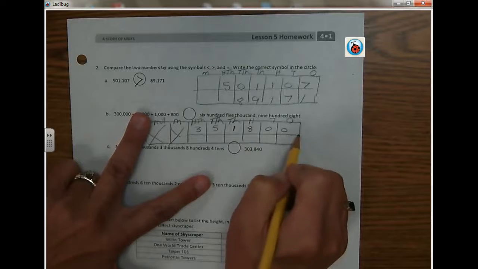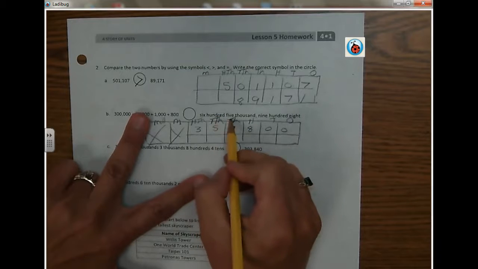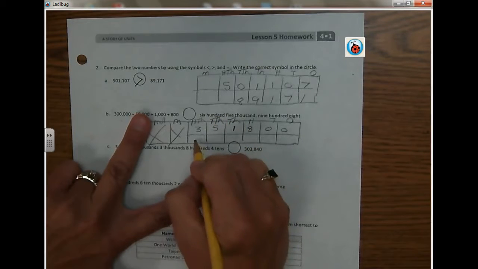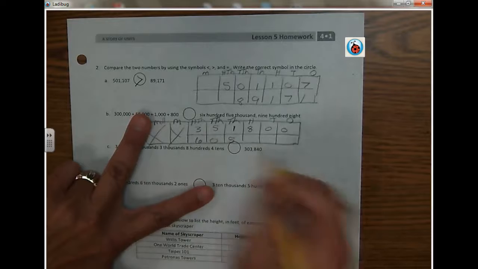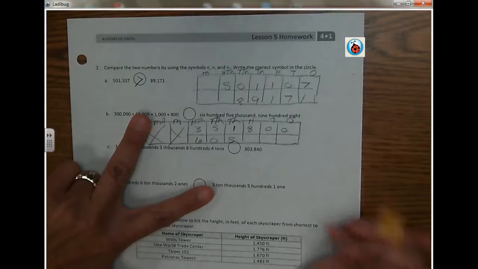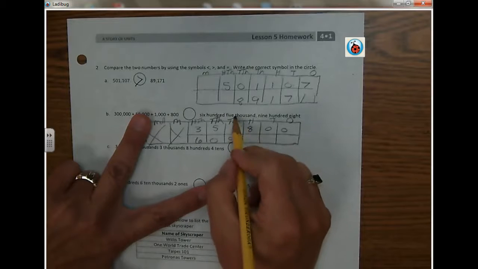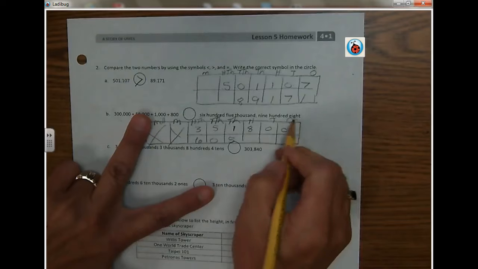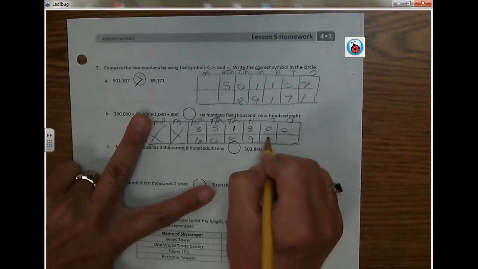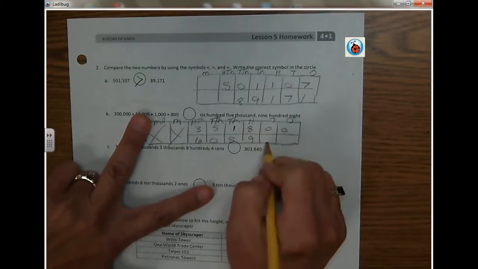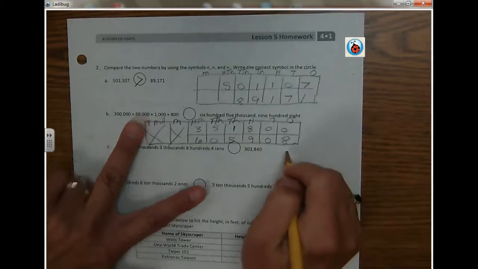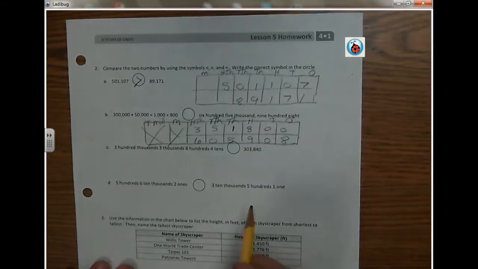Okay. This one, 605,000. Remember, we have to write this 605. The 5 ends up in the 1,000 spot. 908. Oh, 908. So we have 8 ones, 900s.